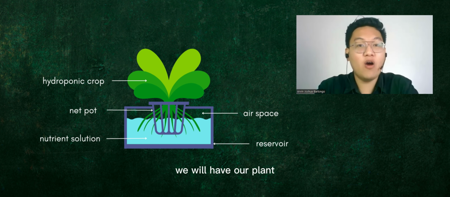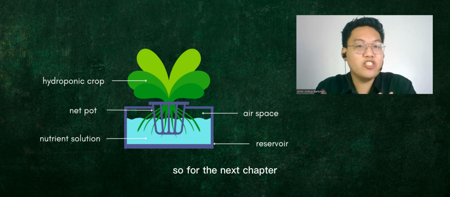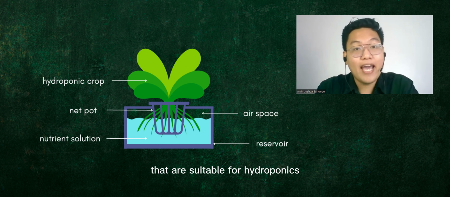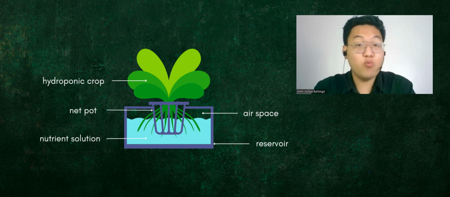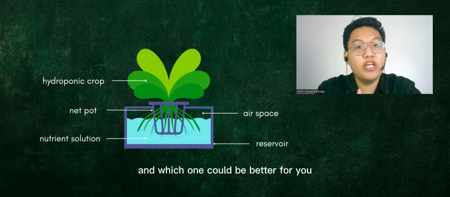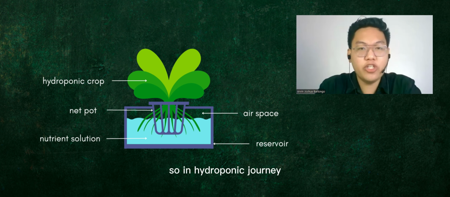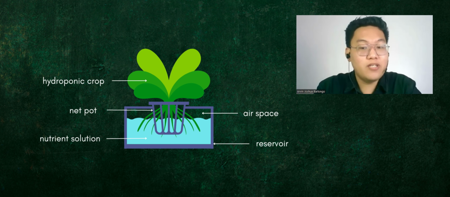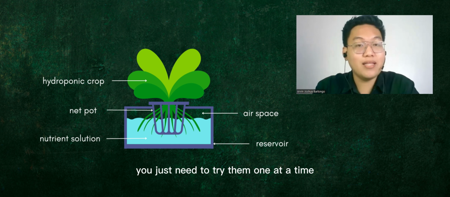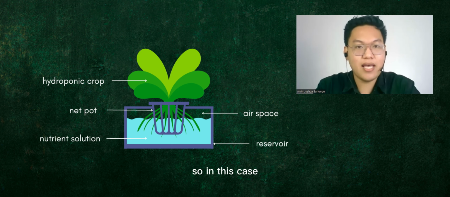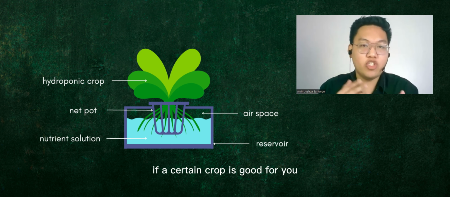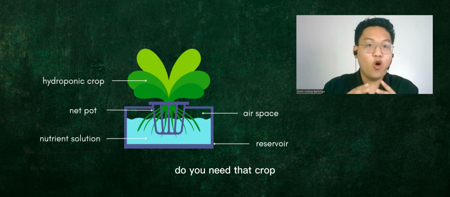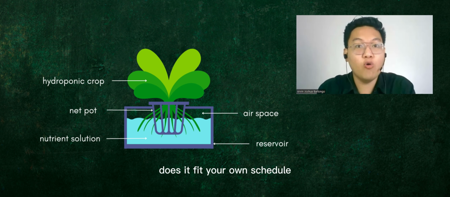And of course, we will have our plant. For the next chapter, we will be discussing more on the different crops that are suitable for hydroponics and which one could be better for you. In your hydroponic journey, you don't need to plant a lot of plants all at once. You just need to try them one at a time. In this case, you will be able to gauge if a certain crop is good for you or not. Do you need that crop? Is it easy to maintain? Does it fit your own schedule?